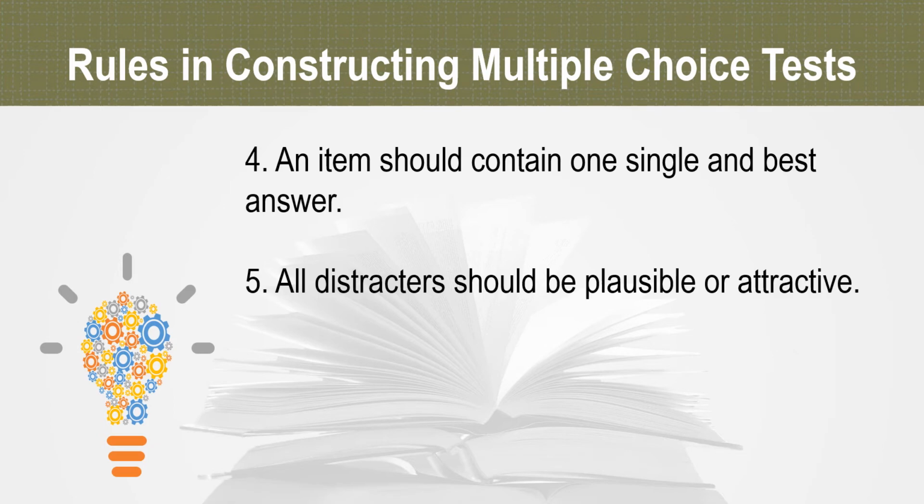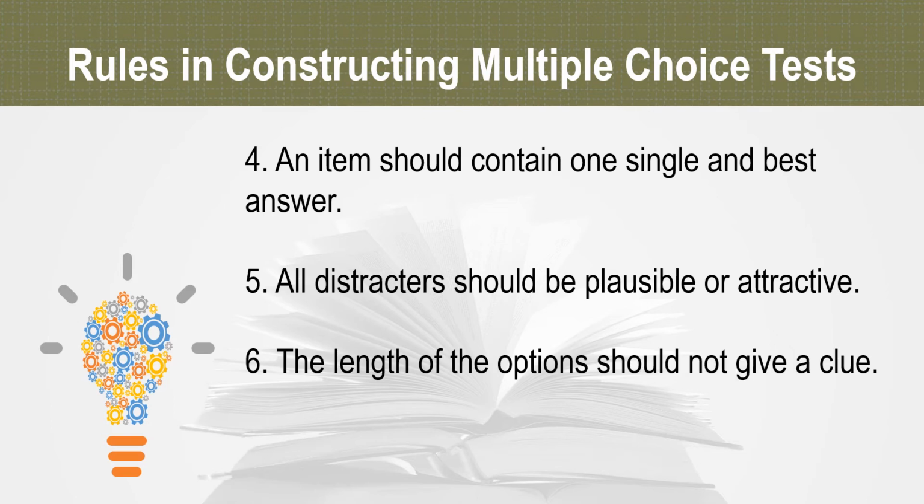Number 5, all the options should be plausible or attractive. Take note of this rule, meaning to say if you are asking about flowers, what is our national flower, definitely all options must be flowers. What is our national fruit? All options must be fruits. So do not put options which are obviously not the correct answer. Of course, that will also affect the difficulty level of your test.